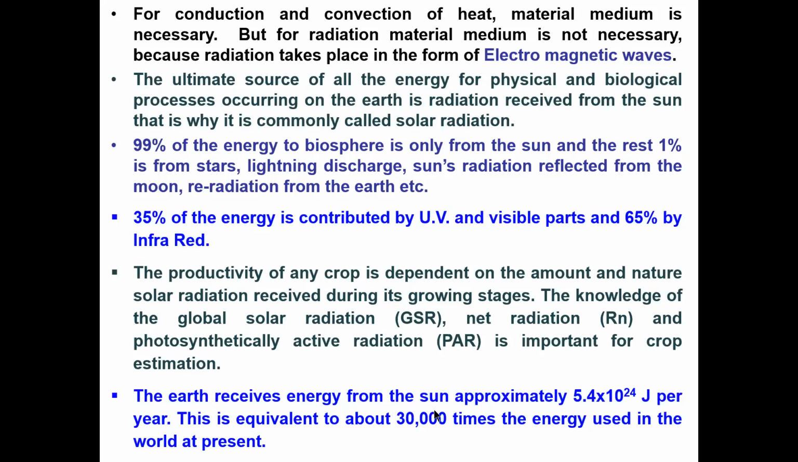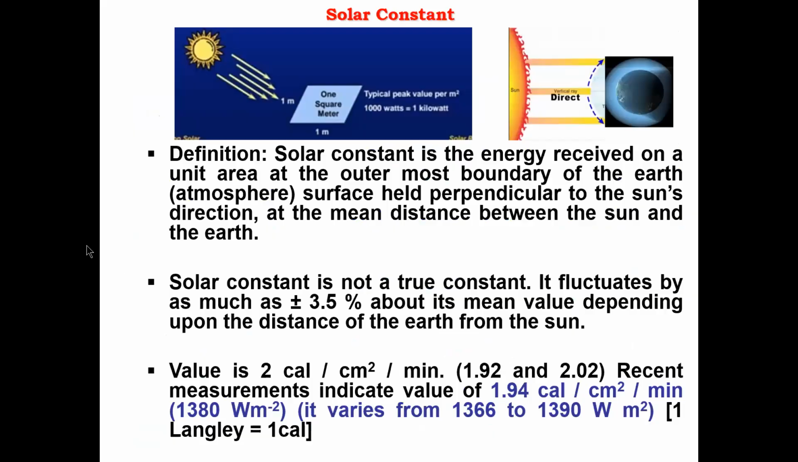The Earth receives energy from the sun approximately... So the solar constant is one... the study of solar radiation. We have seen in the last lecture how we receive light from the sun in the form of radiation. So this is the Earth.